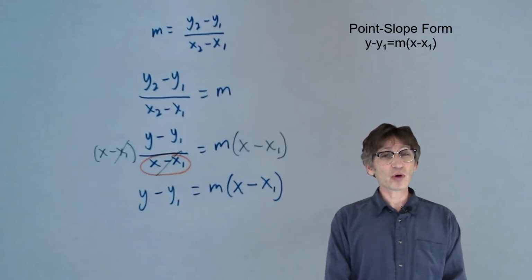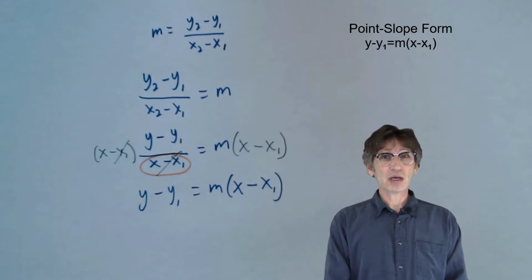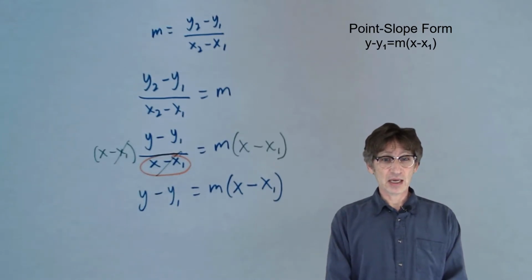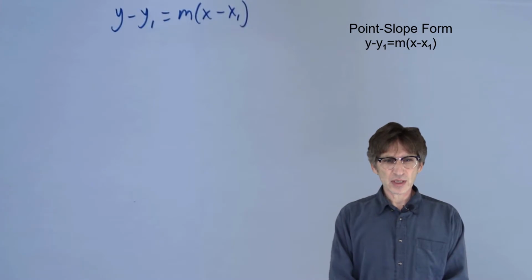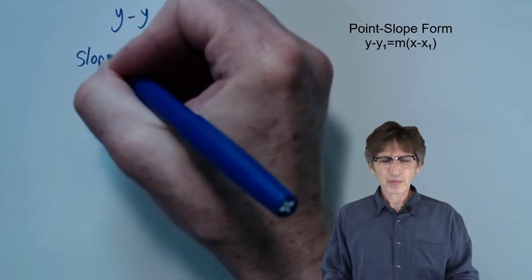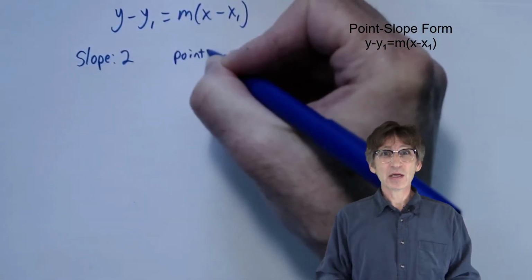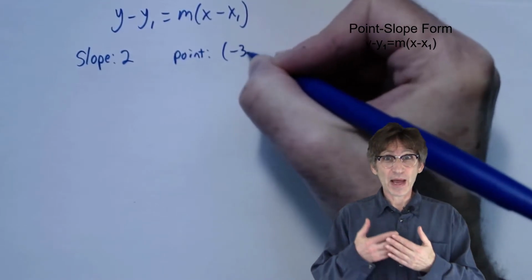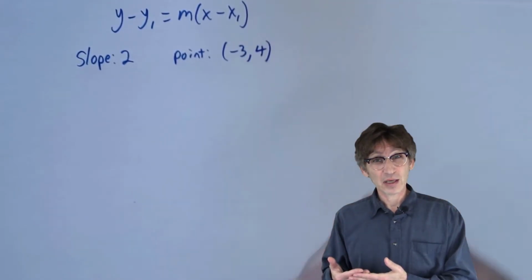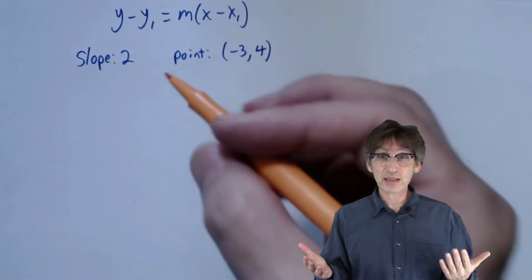This is a pretty cool form to use, and we're going to see exactly how we can use this when we're given a point and a slope. So let's say, for example, we have a line. We know the slope is 2, and we also know this line passes through this ordered pair negative 3, 4. So I know slope is 2. I know it passes through negative 3, 4. And I want to write an equation for the line. Point slope lets me write that equation.